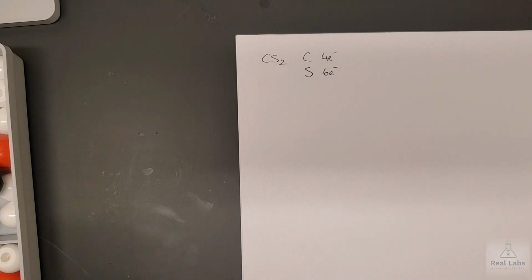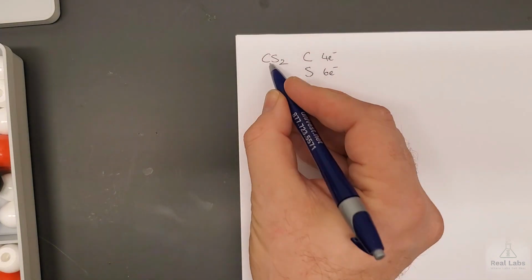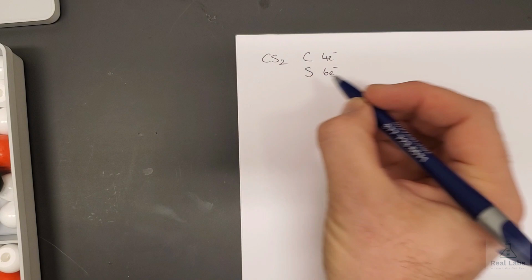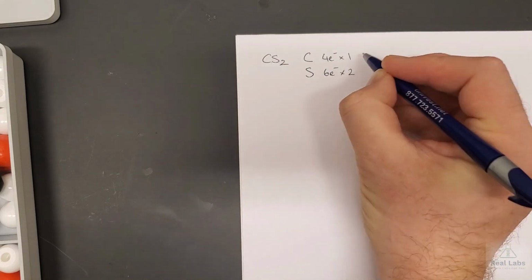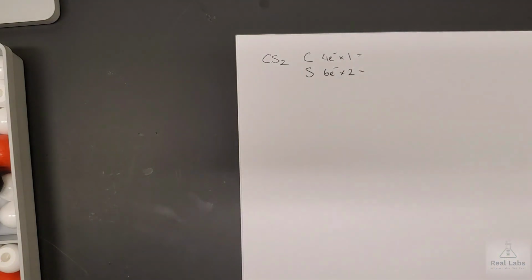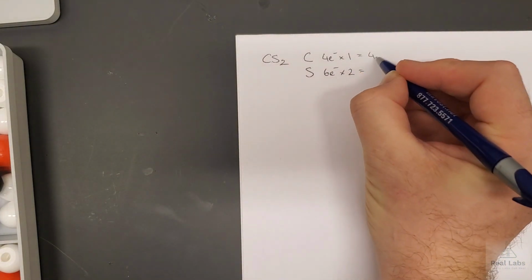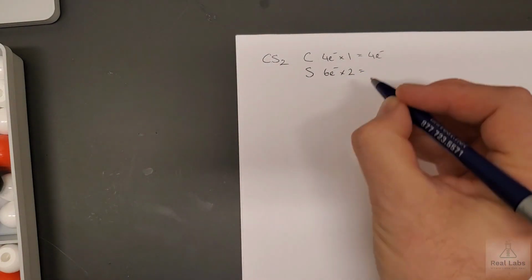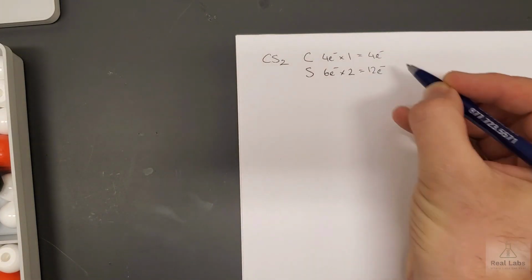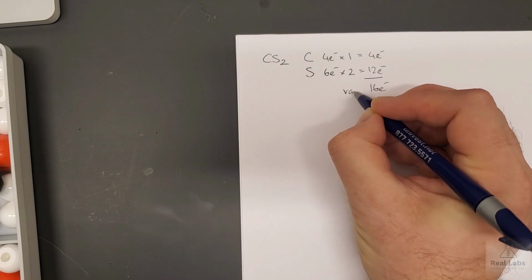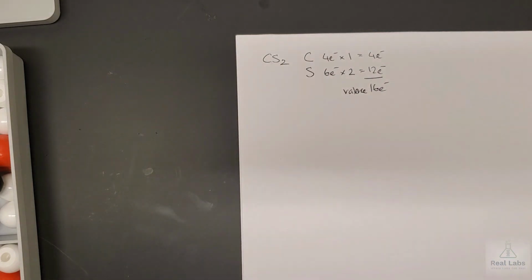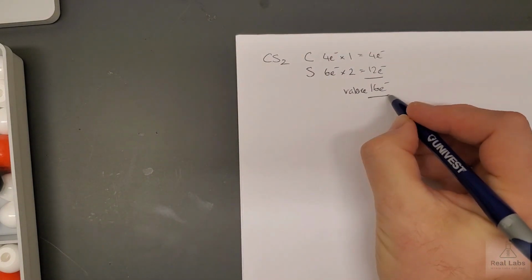Then we have to figure out how many of each atom are present in our molecule. Well, the carbon, there's clearly 1, and the sulfur, there's 2. So the number of valence electrons contributed in total, it's going to be a little bit of simple math here. You have 4 valence electrons contributed by the carbon, and you have 12 valence electrons contributed by the sulfur. In total, we have 16 valence electrons that we can use to build our structure.